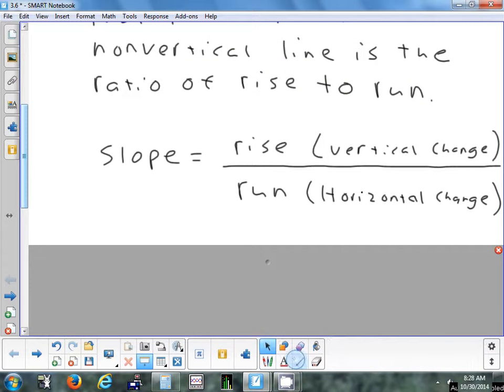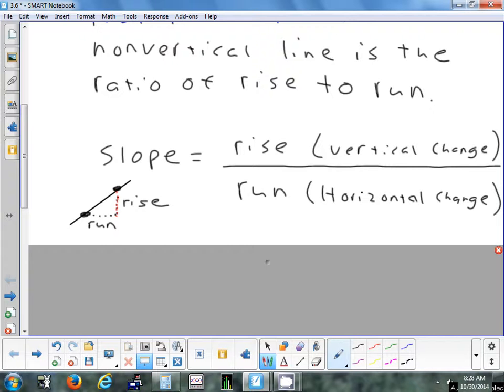Okay, and I think I have a picture of it later on, but let's say you had two points. The dotted distance, you know what? Let me do it in red. The dotted distance in red, that's the rise. Okay. The distance that's horizontal in black, that's the run.